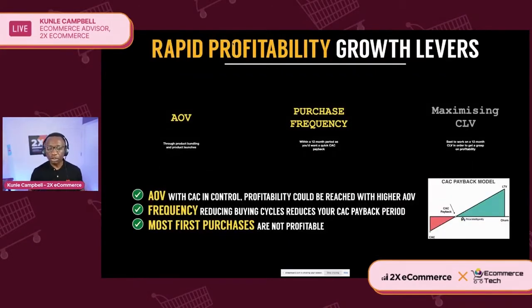So in regards to profitable growth levers, what you definitely want to do is control your AOV for CAC. You want to increase the frequency if possible, in terms of buyer frequency. And you just have to accept that most first-time purchases are not profitable, and you need to put processes in place towards generating that second purchase as quickly as you possibly can.